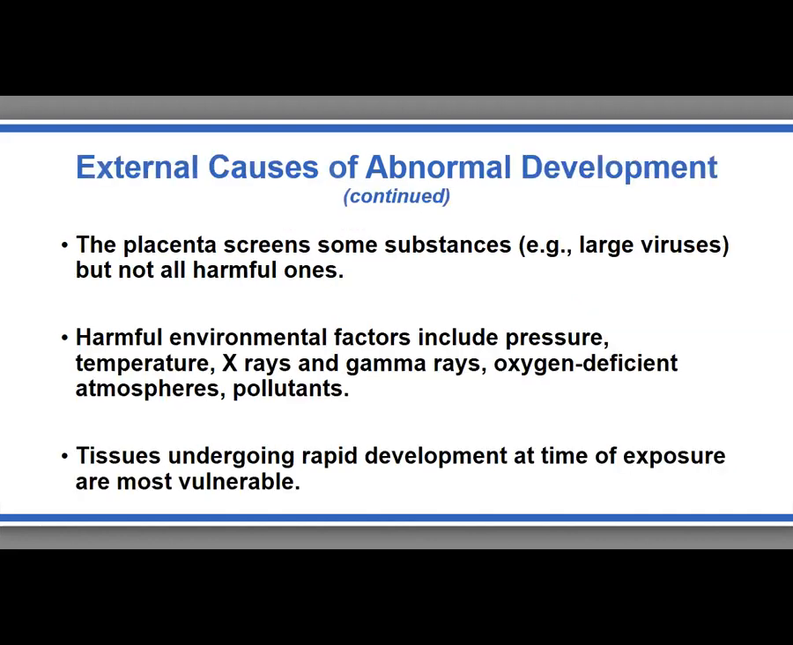External causes of abnormal development continue. Placenta screens some substances such as large viruses, but not all harmful ones. Harmful environmental factors include pressure, temperature, X-ray, gamma rays, oxygen deficiency, atmospheres, pollutants. Tissues that undergo rapid development at the time of exposure are most vulnerable.